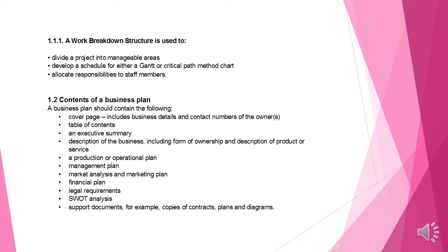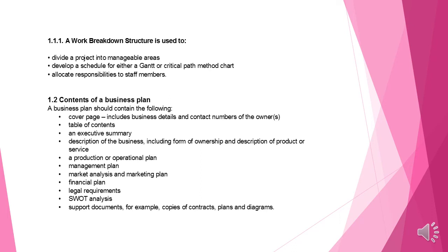Then a production or operational plan. How are you operating? How are you producing your products? Then we also have the management plan. Who is the CEO? Who is the marketing manager, for example? Who is the supervisor? Who are the ground foremen? All those.